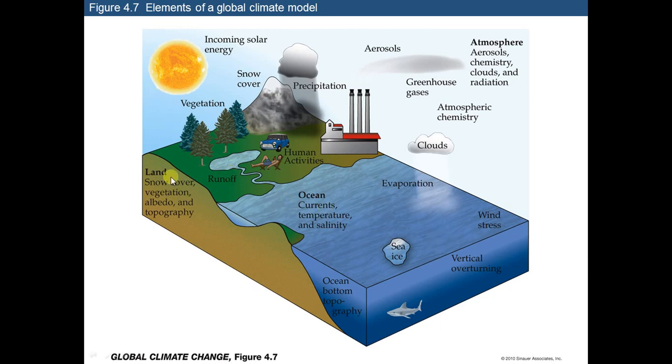For land, there are different components of land. There's snow cover, which has very high albedo. There's vegetation, which can absorb carbon dioxide through photosynthesis and release it during respiration. We talked about albedo. Topography affects climate. It can affect the wind. Mountains can deflect the winds. Mountains can produce precipitation. Okay, when air rises on one side of the mountain, it can be forced to produce precipitation.